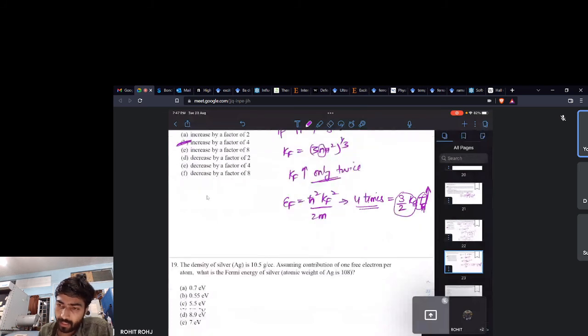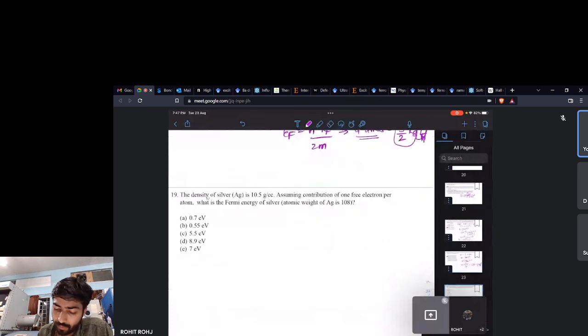Now this is the 19th question we have, saying the density of silver is 10.5, assuming again 1 free electron per atom. What is the Fermi energy of the silver?